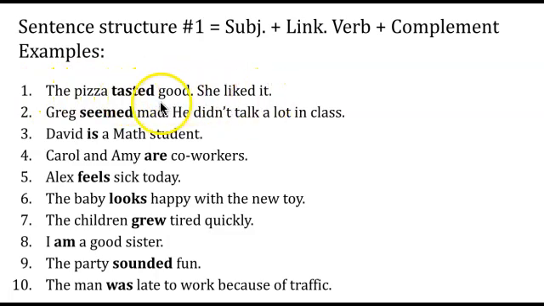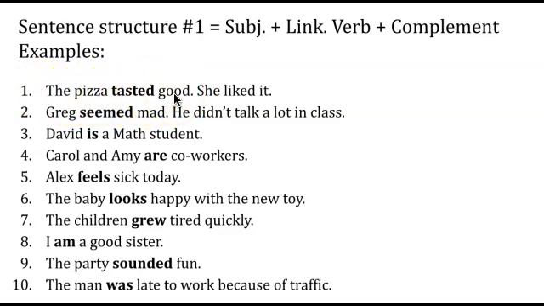She liked it. So the first sentence, the pizza is the subject. Tasted is the linking verb because good is information about the pizza. So if you look at this first sentence, the pizza tasted good, there really is only one noun, the subject, the pizza. And we're talking about that subject. So that is sentence number 1.